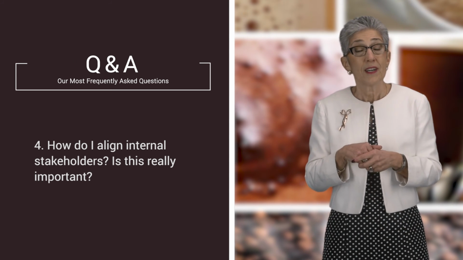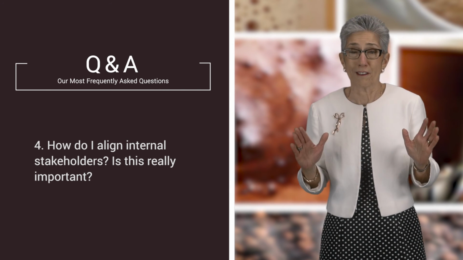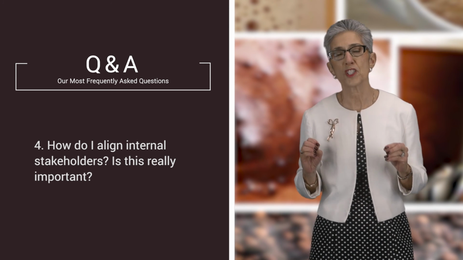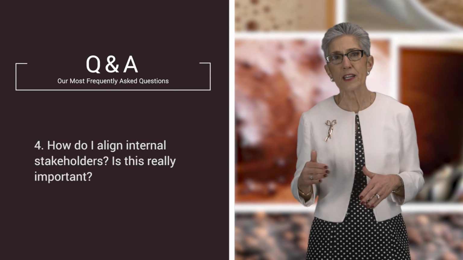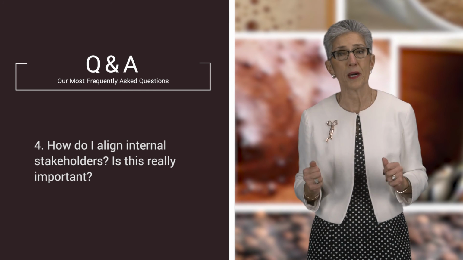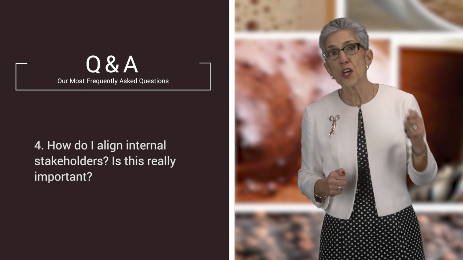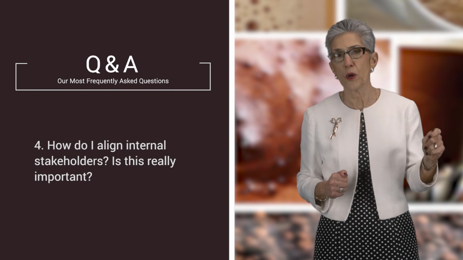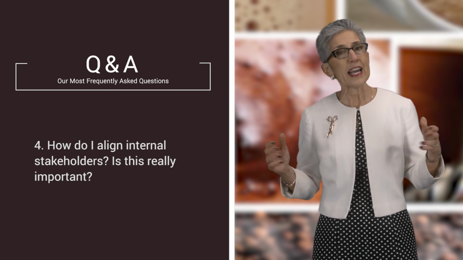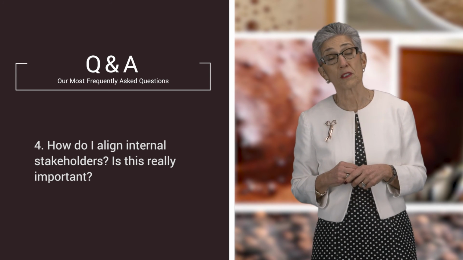Our final question for this module is, how do I align internal stakeholders, and really, how important is this? Actually, this internal alignment is critical to success. The last thing a customer team wants to do is interact with the customer, get the customer excited about a possible initiative, only to learn that you don't have the internal support or agreement to proceed and execute. Internal alignment before engaging with the customer is critical.